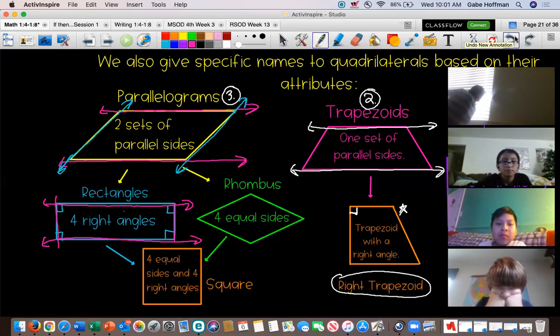Is a square a rhombus? Does it have 4 equal sides? Yes, it is a rhombus, but the best name for it is a square. Is a square a parallelogram? Does it have 2 sets of parallel sides? Yes.